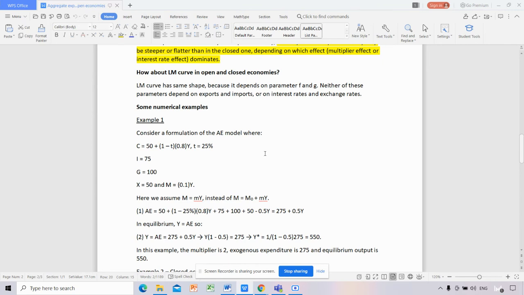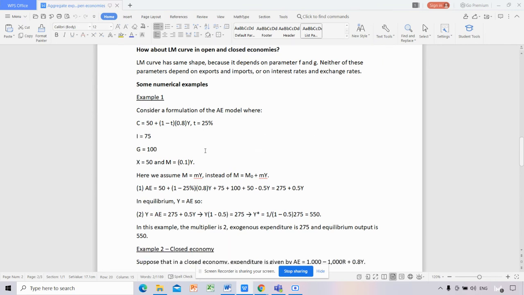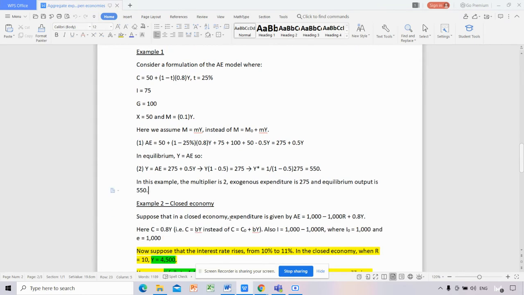And then I also put here some examples. So example one you can skip, because it's just a general explanation of how to find the multiplier and equilibrium output. So you just formulate aggregate expenditure, set it equal to Y, and find equilibrium Y. And we find that the equilibrium output is twice bigger than exogenous expenditure, meaning that the multiplier is 2.